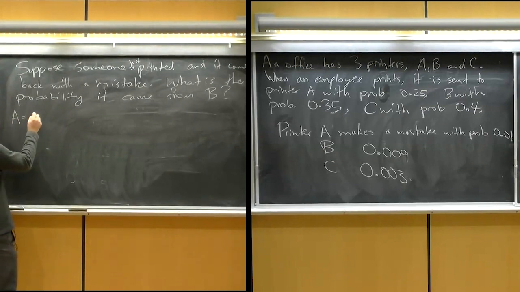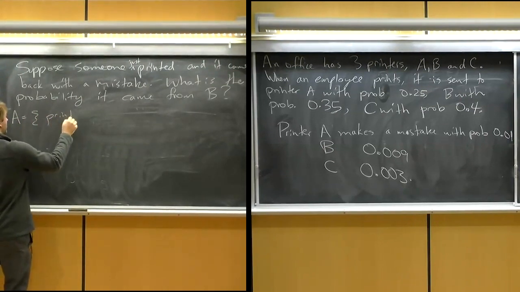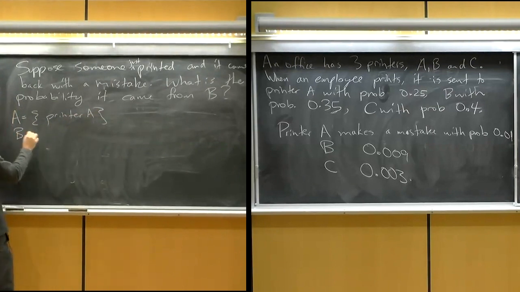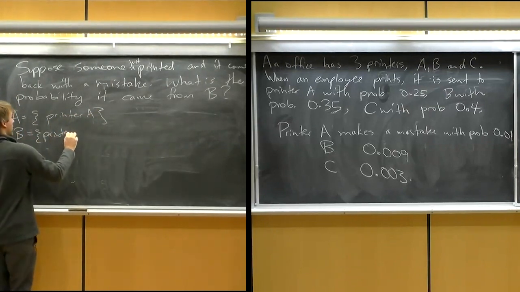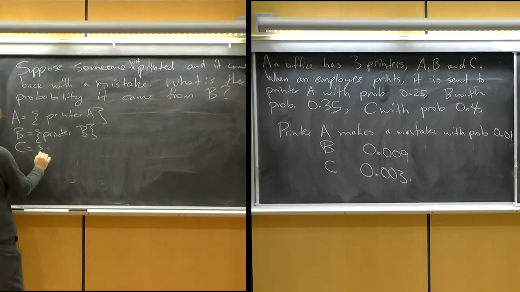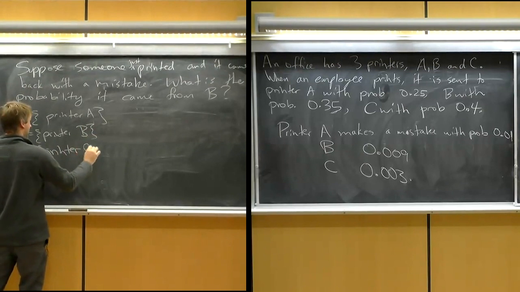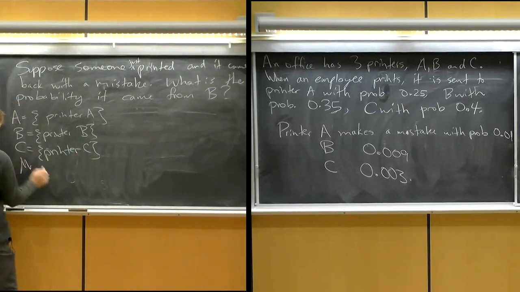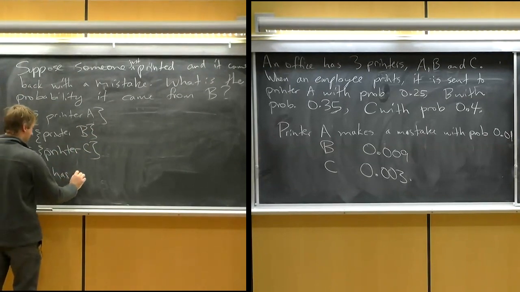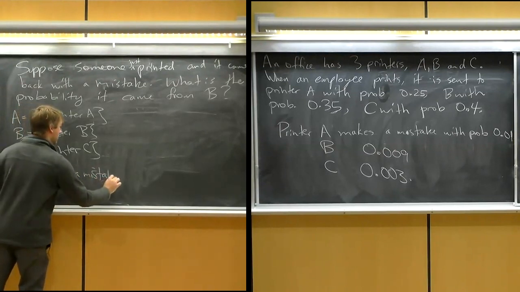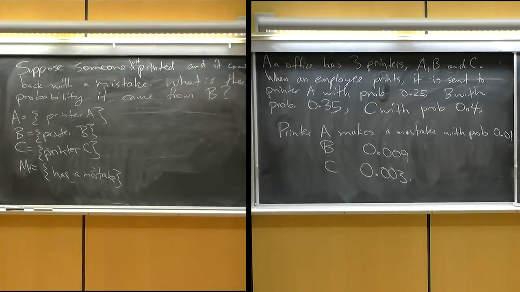So let me let A be the event that it came from printer A, same with B and C, right? And let's say we let M be the event that it has a mistake. So from the statement of the question, what are we being asked to compute in terms of events and probabilities?